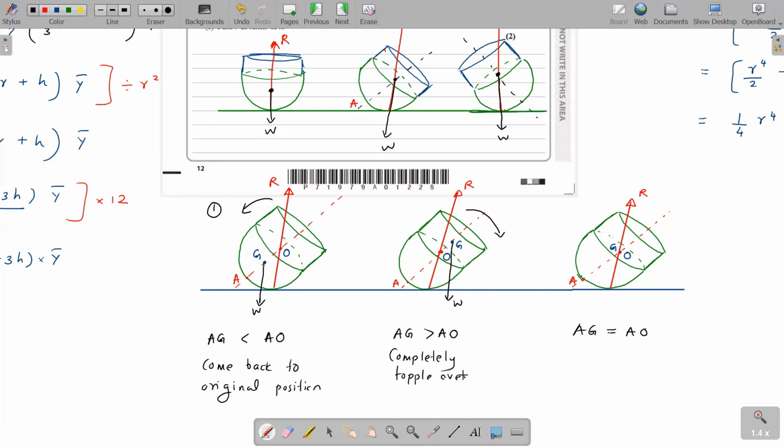And the last one, when AG and AO are equal, what's happening? The object will be in equilibrium. This is the case we are talking about. Basically, at any point it's touching the curved surface, it will just be in equilibrium. Will we have any turning force? No.